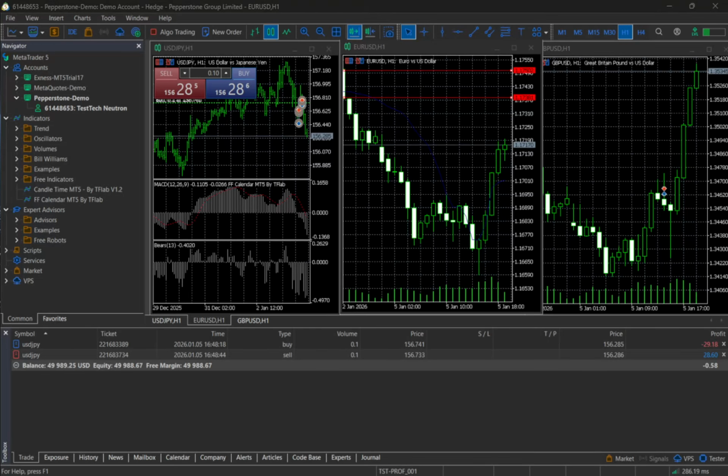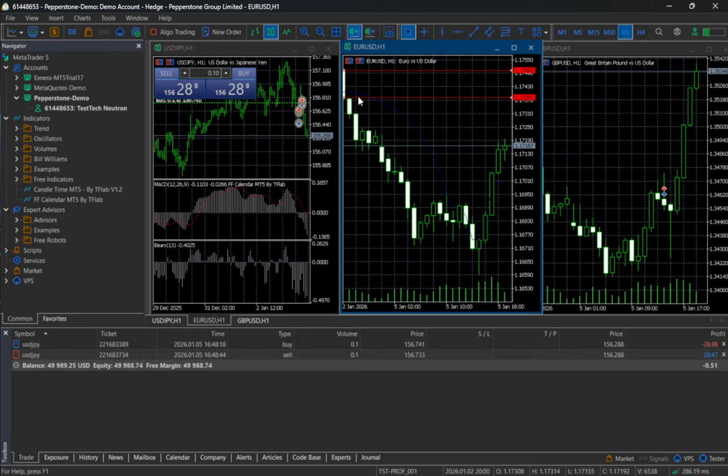In today's video, I'm going to teach you how to draw support and resistance lines in MetaTrader 5. Before we jump into the platform, let's quickly set the foundation. Support is a price level where a market often finds a floor and bounces upward because buyers step in. Resistance is the opposite, a level where price often stalls or reverses downward as sellers appear.